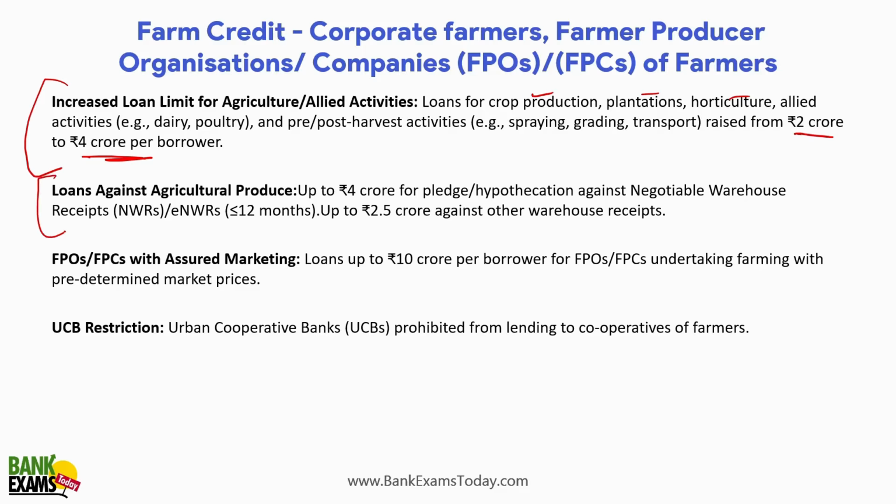सो लोन अगेंस्ट द NWR और eNWR रिसीट जो थी, negotiable warehouse receipt, that limit has been increased. Now it is 4 crore rupees, right? And for any other receipt, it is 2.5 crores. So loan against these receipts, this limit has been increased. So FPOs, FPCs with assured marketing at predetermined market prices, they can get loans up to 10 crore rupee per borrower. And UCBs are restricted from giving any kind of loans to cooperatives or farmers.